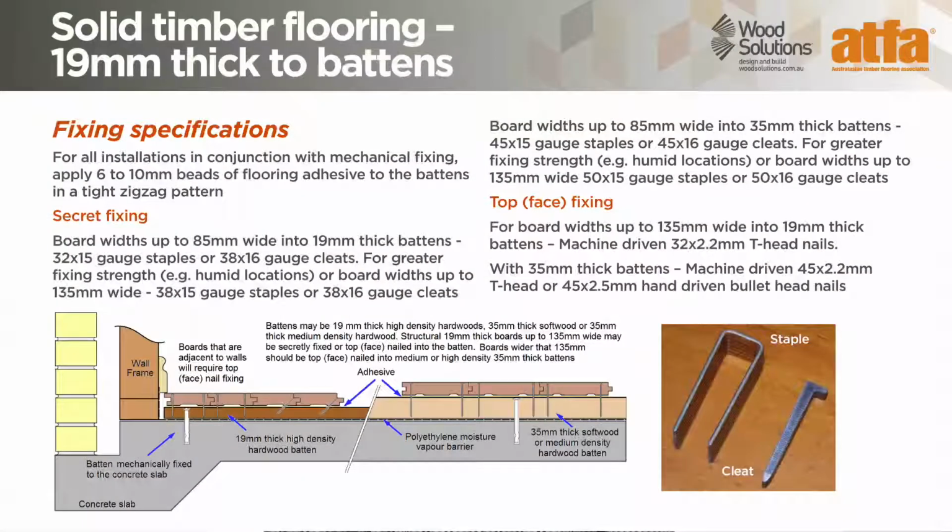Another way of installing solid timber flooring over concrete is to use battens instead of plywood. The battens can be spike fixed into the slab, and a layer of builder's plastic is usually placed under the battens as a moisture vapour barrier. Battens may be 19mm thick, high-density hardwood, 35mm thick, medium-density hardwood, or 35mm thick pine.